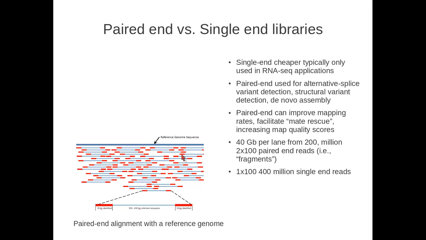So lots of other reasons to use these we'll talk about. Another one here is mate rescue. It improves the mapping rate, or the proportion of reads that can be mapped to the genome.